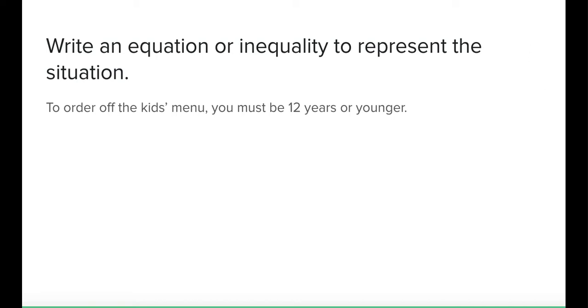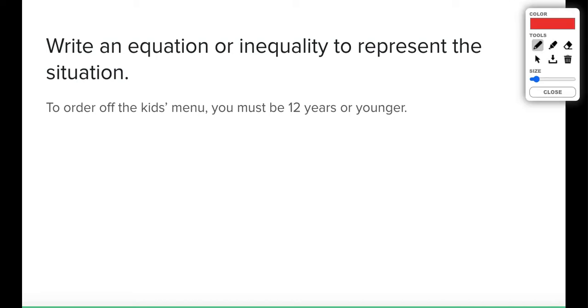To order off the kids menu, you must be 12 years or younger. This is signaling to me that we might have an inequality because it's talking about being younger than a certain age. So if I want to qualify for ordering off the kids menu, let's use A for age. We want to think about how somebody's age should be in relation to the number 12. Does somebody's age need to be more than 12 or less than 12 to qualify? They must be less than 12. Can they be 12? Yes, it says 12 years or younger. So that's a situation where we could use the less than or equal to sign.